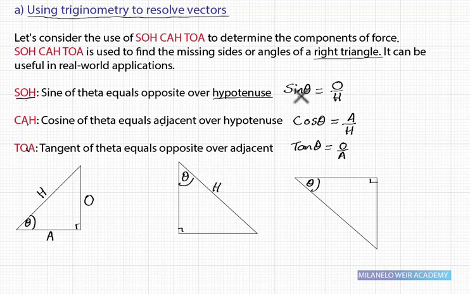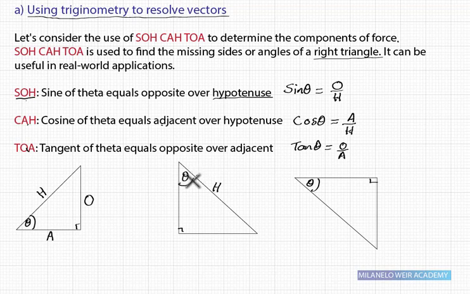Whether you use sine, cos or tan depends on what you have. Do you have the opposite and hypotenuse? Then you can use this one. If you have adjacent and hypotenuse, you can determine this. And also if you have the angle and the opposite side, you can find the adjacent. If you have the hypotenuse and the angle, you can find the adjacent side.